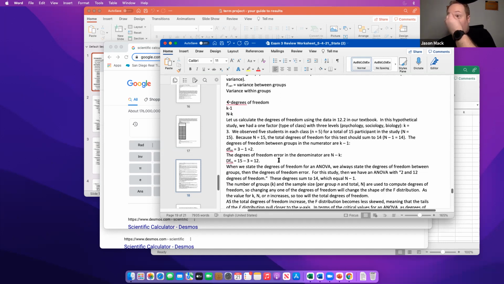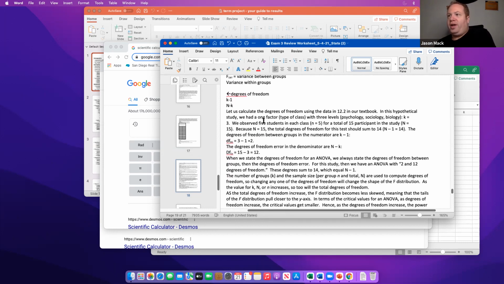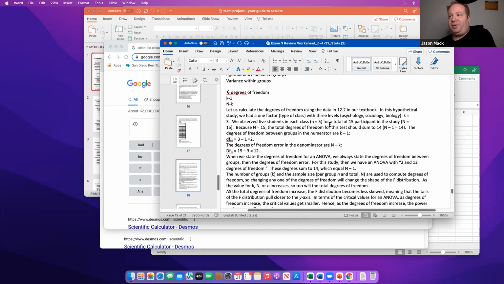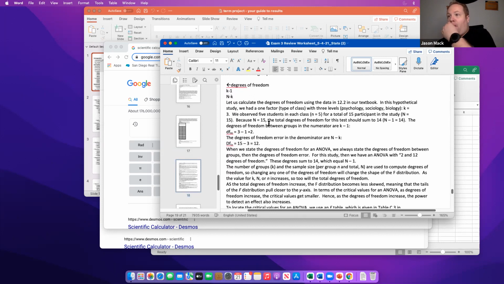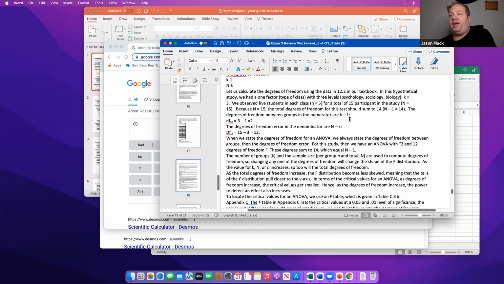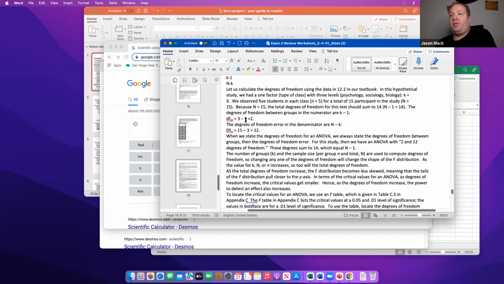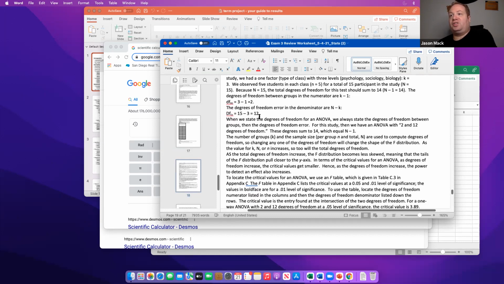Let us calculate degrees of freedom for a hypothetical study. I think we looked at this before. We had one factor, type of class, with 3 levels: psychology, sociology, and biology. K is equal to 3. We observed 5 students in each class, n equals 5, for a total of 15 participants in the study, N equals 15. Because N equals 15, the total degrees of freedom for this test should sum to 14, N minus 1. The degrees of freedom between groups in the numerator are k minus 1, 3 minus 1 is 2. The degrees of freedom error in the denominator are N minus k, 15 minus 3 equals 12.